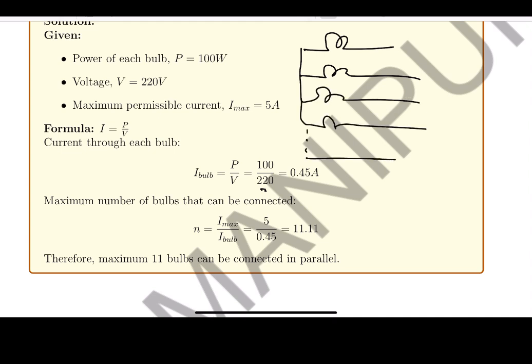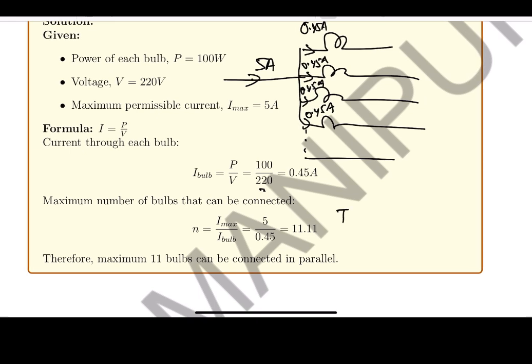There are many bulbs and the total current is 5 ampere. This one's current I got to be 0.45 ampere. This one is 0.45 ampere, this one is 0.45 ampere, this one 0.45 ampere. Now add all this, it must be 5. So how many bulbs are needed? I need to find out.